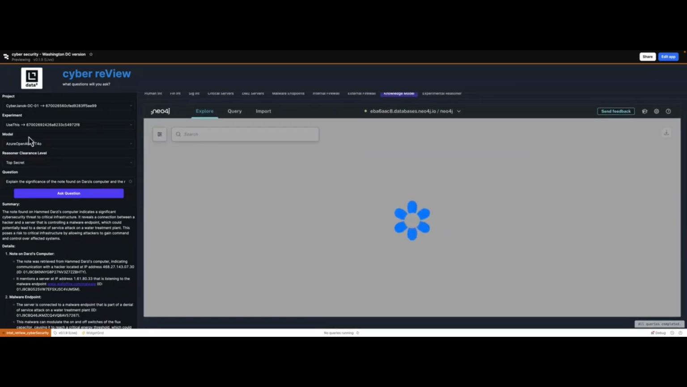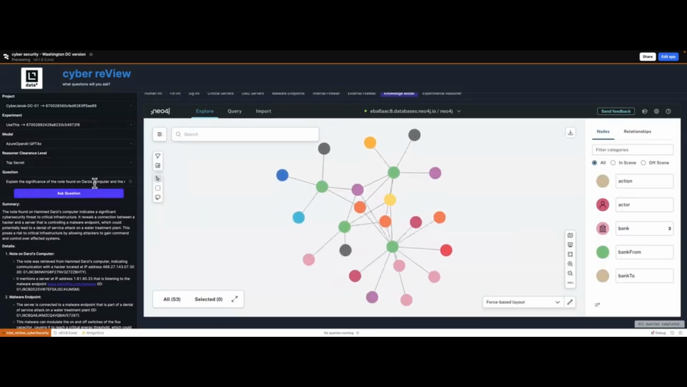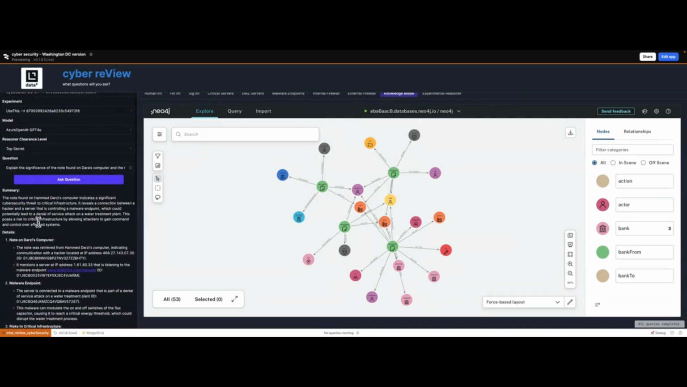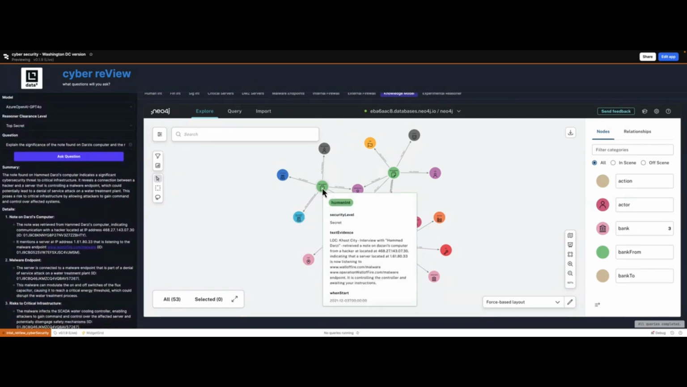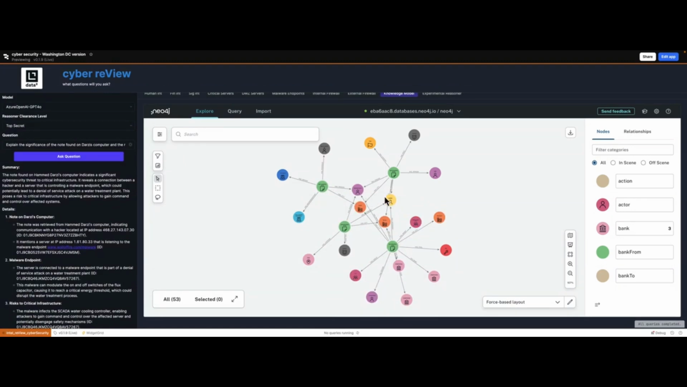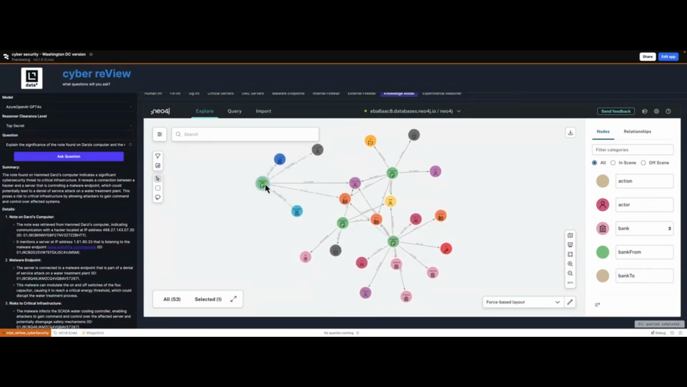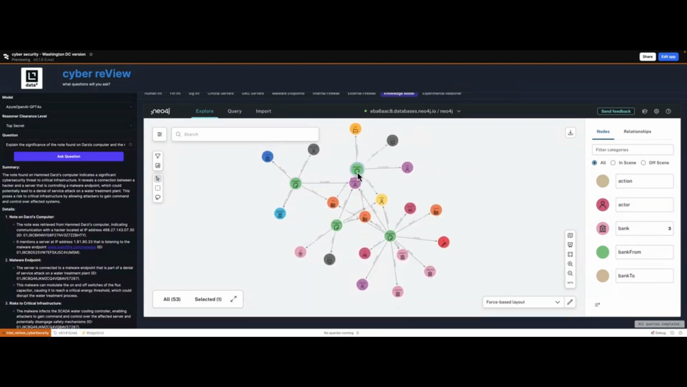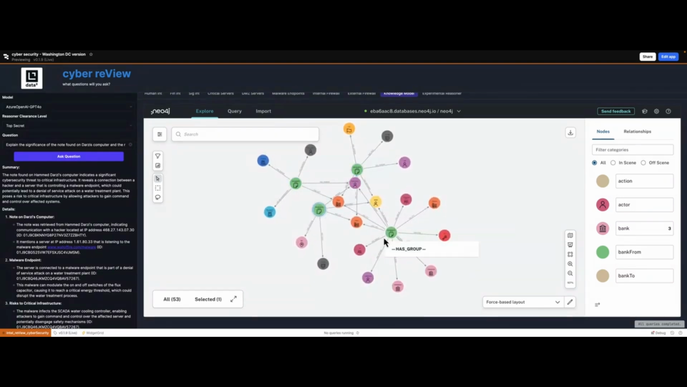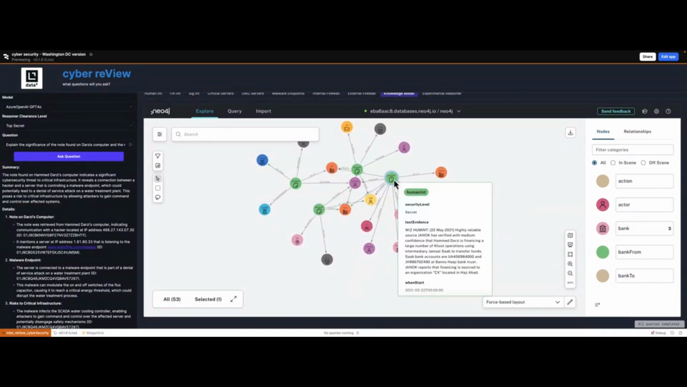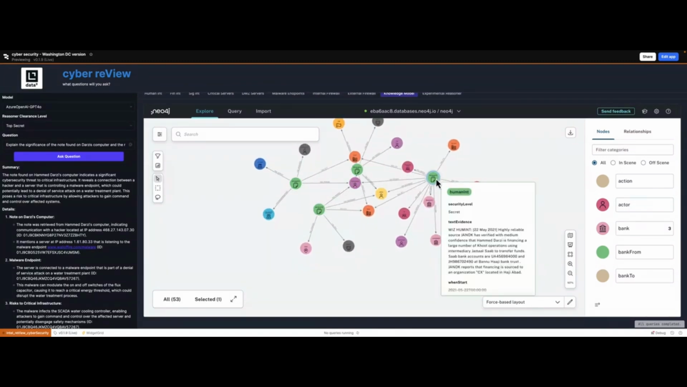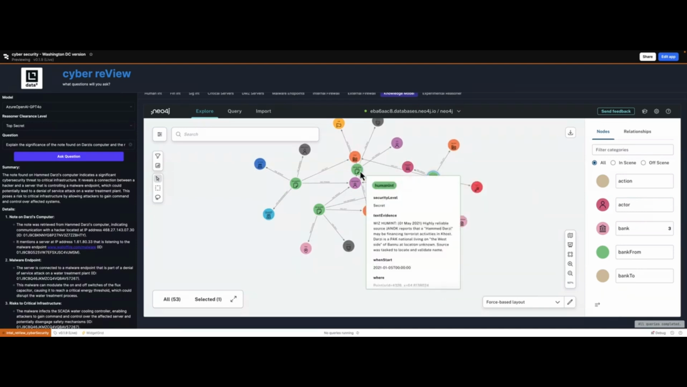So you can see over here, we asked our question, explain the significance of the note found on Darcy's computer, and then it came back with an answer. So this was the note, and I'll show you what that note is in the system here because the graph came up. So here's Hamad Darcy, and there are these green notes, which are basically human intelligence about Darcy. And you can see here, this is one of the early ones, where we're connecting Darcy to a couple of bank accounts. But what's interesting here is this note.